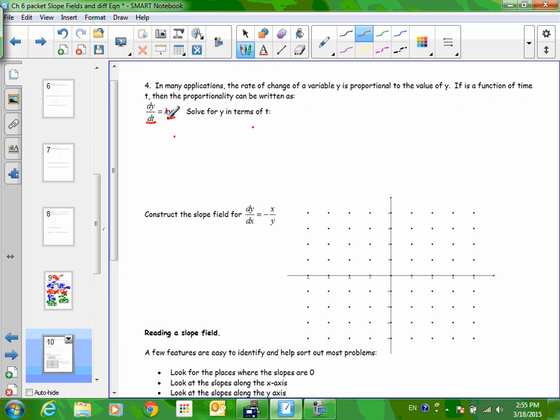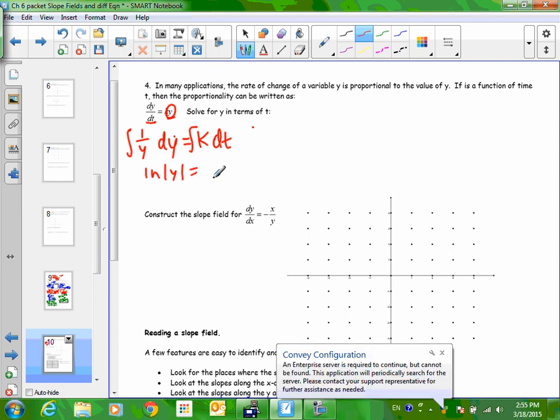Okay, first thing, we've got to move this y to the other side. The k is a number, so I could move it, but I'm just going to leave it. And of course, the dt gets moved over. It's t in this case and not y. Okay, integrate. The integral of the left side is natural log of y. What is the integral of the right side?